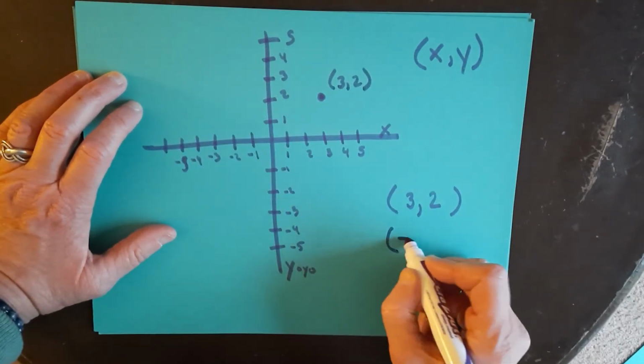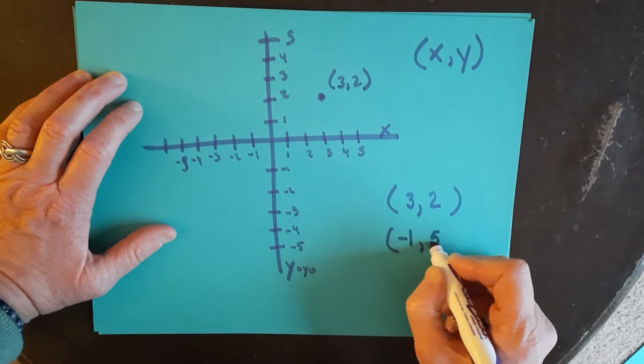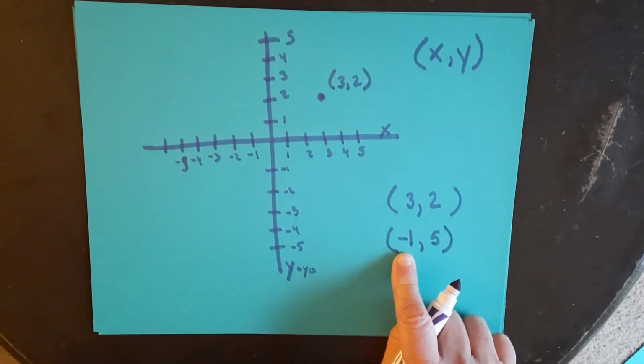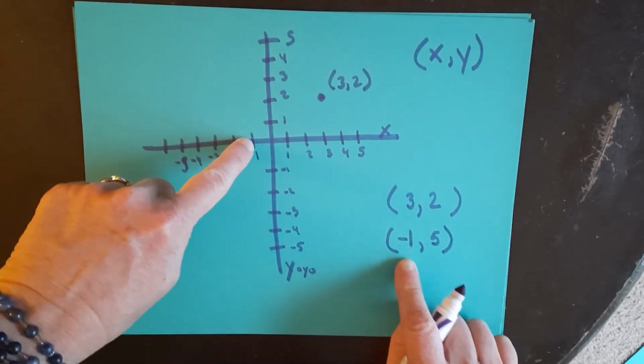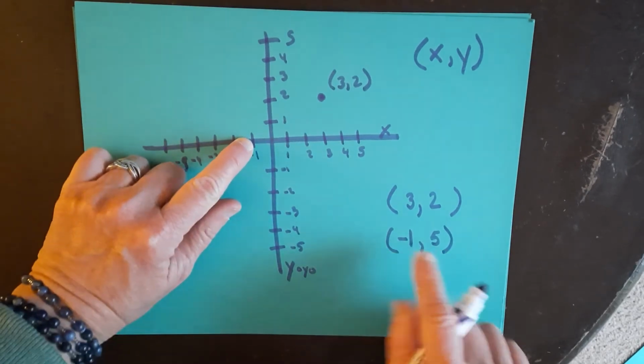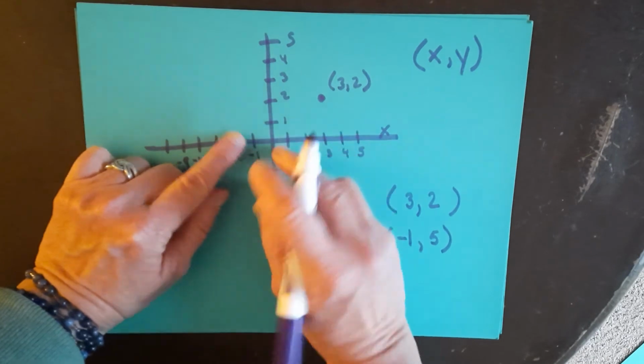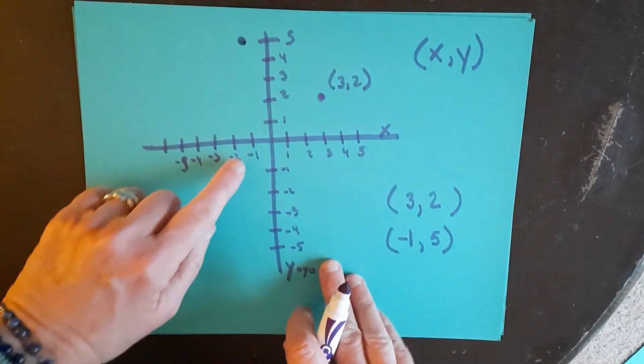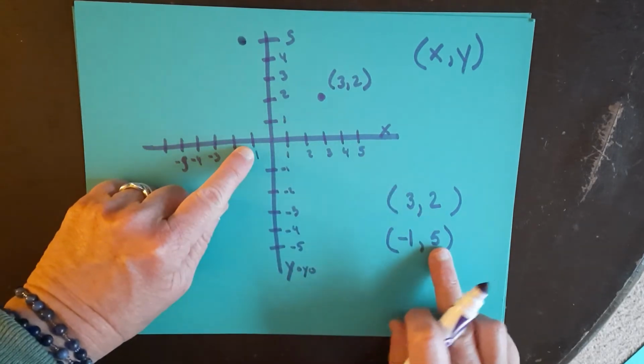We're going to do another one. We'll do (-1, 5). Remember, -1 is where it is at on the x-axis. So -1 is right here. Now we need to do a positive 5. So we're going to move up 5 from this point. 1, 2, 3, 4, 5. So we have -1 and 5.